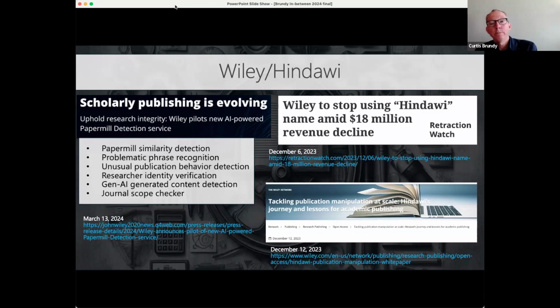We can have room in the space for profit seeking. And if they have built out an AI tool that's going to help us address the flood of paper mill papers coming through, good for you. You should be sharing it out with other publishers to use it. So that's some examples of what some publishers are doing.